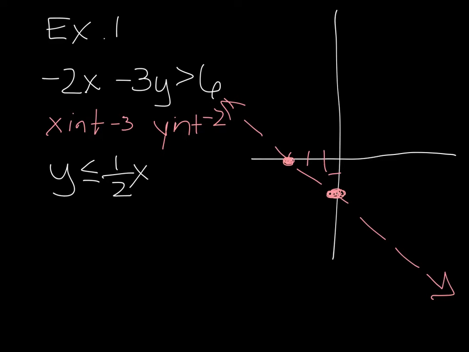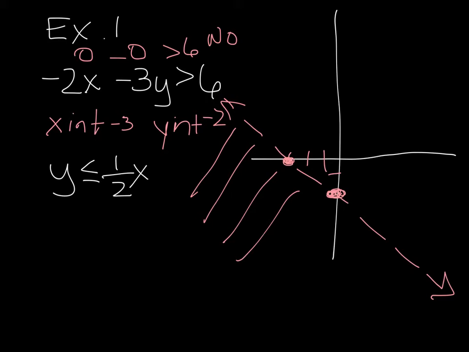So if I plug in my point 0, 0, I get negative 2 times 0 is 0, minus 3 times 0 is 0, is greater than 6. Is 0 minus 0 greater than 6? The answer is no, so I'm not going to shade the side with 0, 0. So I'm going to shade the other side. So I'm going to shade this side.